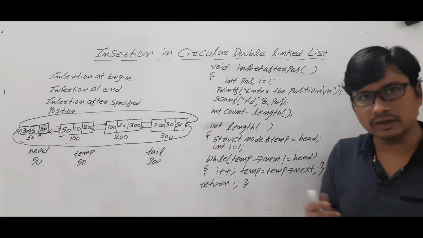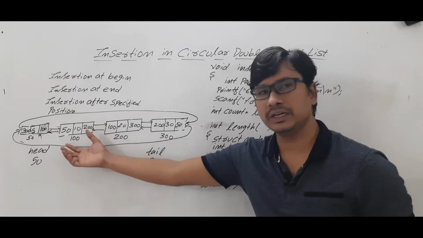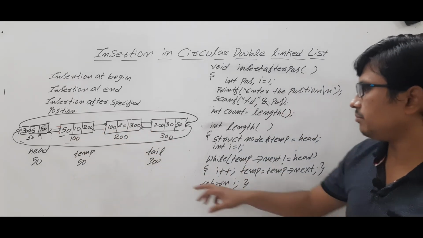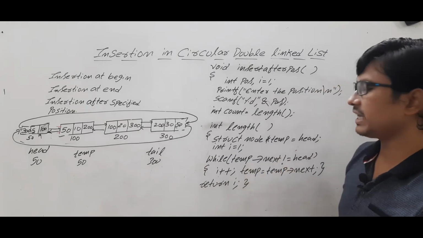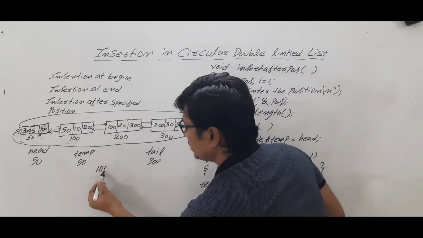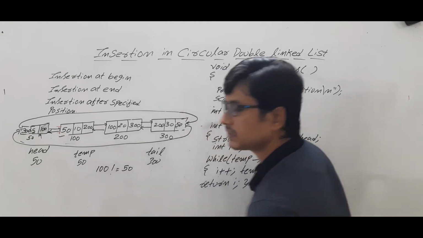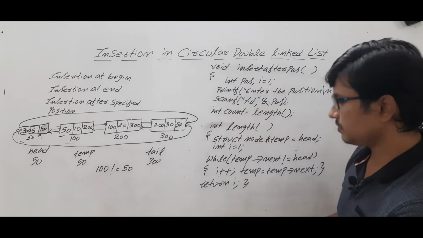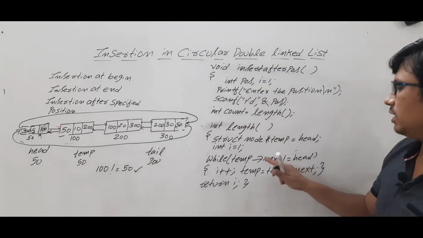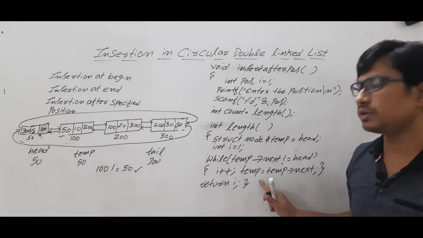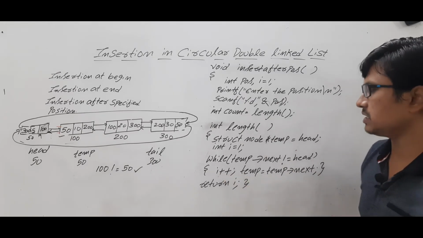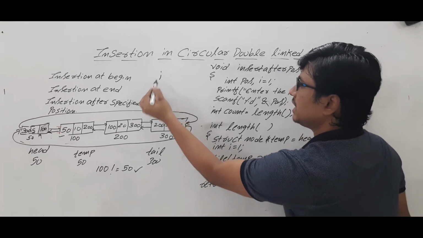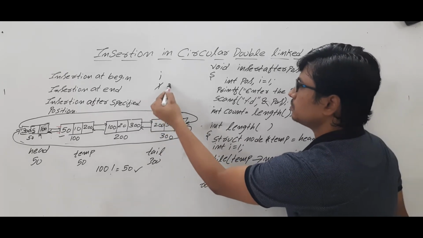Now let's see whether it is working or not. How can we check? We will take this list and check whether it is giving the length value as 4 or not. Look, temp is 50. 50 of next is 100, which is not equal to head 50. Yes, 100 is not equal to 50, so this condition is true. If this condition is true, two statements are there and you have to execute these two statements. One is i plus plus. The i value is initially 1, and now it will become 2.